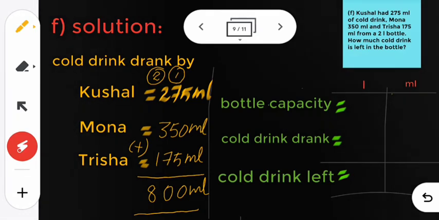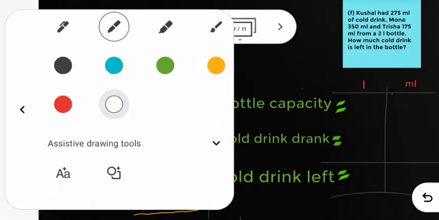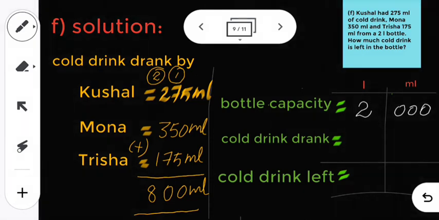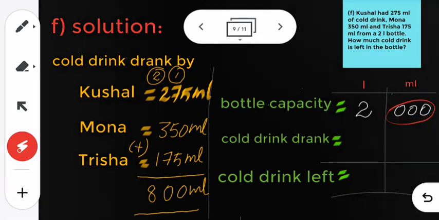So now we have to find how much is remaining. To find the remaining amount, first we will write the bottle capacity. The bottle capacity is 2 liter, and there is no milliliter, so in the milliliter place you have to put 0. And I told you in milliliter, this pair should have 3 digits, so I am putting 3 zeros here. Next, cold drink drank. How much they have drank together? 800 milliliter. This 800 is in milliliter, so you will write it in the milliliter place. So you have to write here.